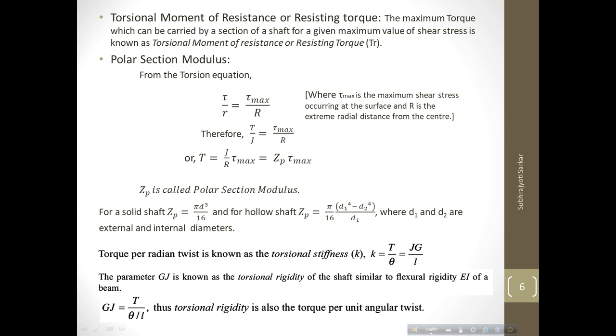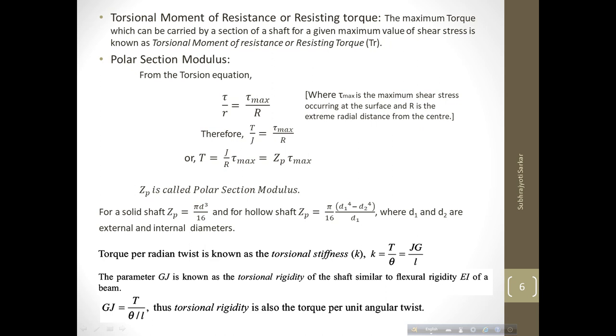Now, in bending, you have the normal stiffness. Here you have the torsional stiffness. What is torsional stiffness? It is nothing but the torque per radian twist. Torque per radian twist, T by theta, equals GJ by L, is your torsional stiffness. This term GJ is a product of the shear modulus and the polar moment of inertia. Similarly, in bending, you have the product EI, Young's modulus into moment of inertia, which was called flexural rigidity. This is called torsional rigidity.